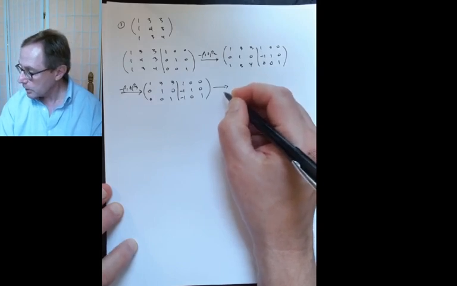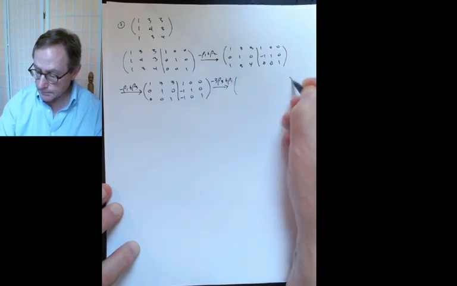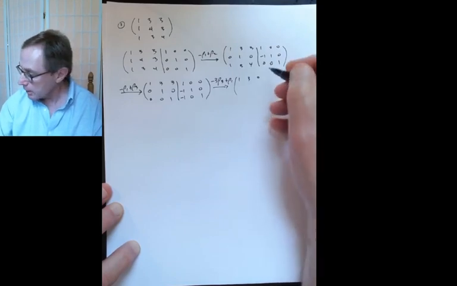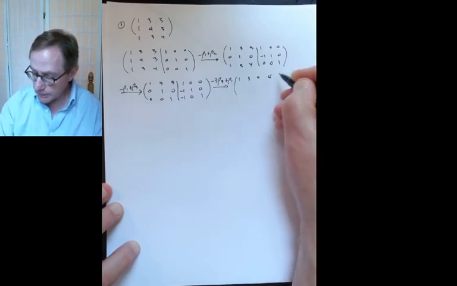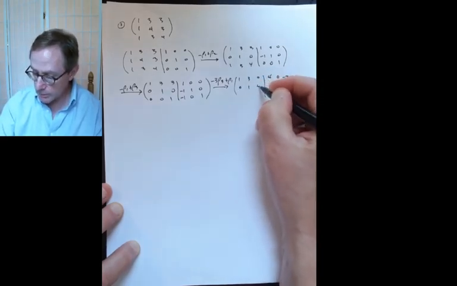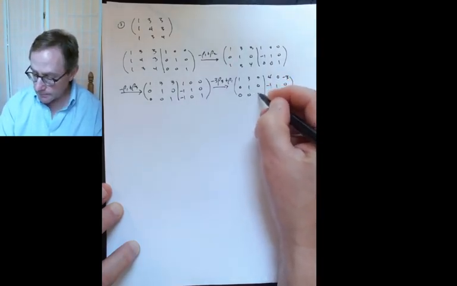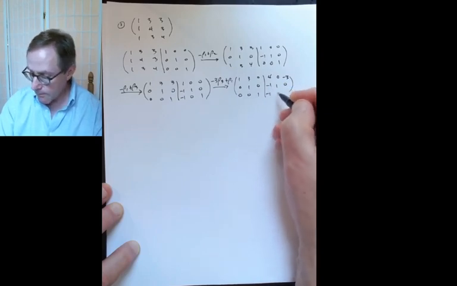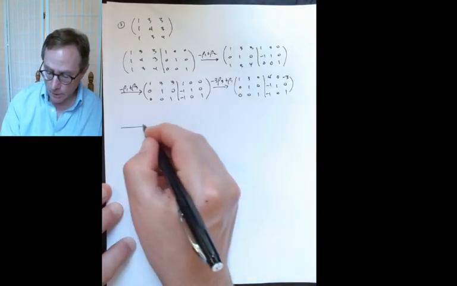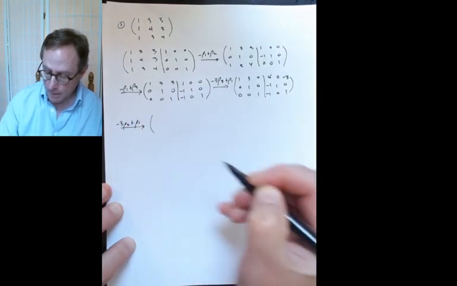Here we go. So that's minus 3 row 3 plus row 1. It gives me 1, 3, 0 for the top of the left-hand side, 4, 0, minus 3. And then 0, 1, 0, minus 1, 1, 0. And then 0, 0, 1, minus 1, 0, 1. And then finally, all I have to do is use this 1 to get rid of that 3. So I take minus 3 row 2 plus row 1. And then I'll be done.